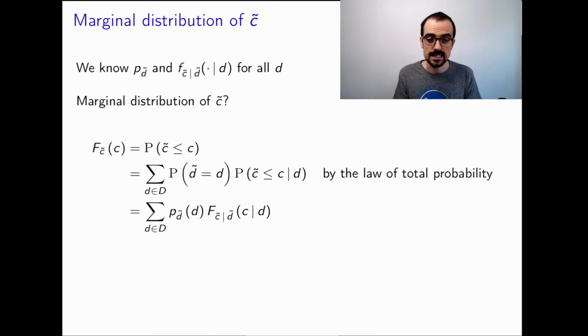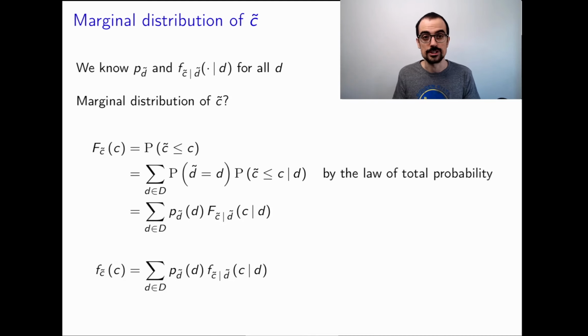If we're interested in the densities, we just need to differentiate this guy to get the density of the continuous random variable. What's going to happen? Well, the only dependence here is through the conditional CDF, so we're going to end up with a weighted sum of conditional PDFs.